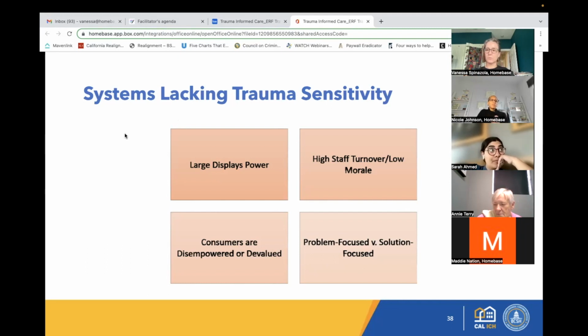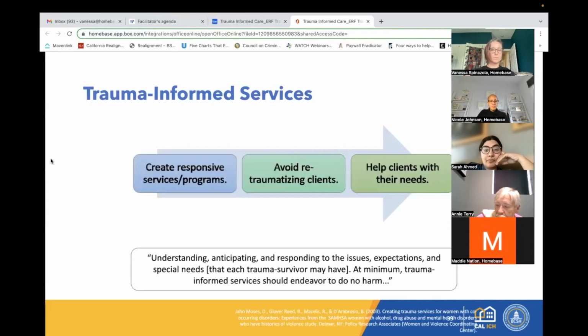So some examples of things that we might see in an organization that's lacking trauma sensitivity: large displays of power, high staff turnover rate, low staff morale. Consumers are not empowered, they're feeling devalued, and problem focused versus solution focused things are happening. So if you compare this to some of those trauma-informed care principles, it's literally the complete opposite. We can go to the next slide, please.